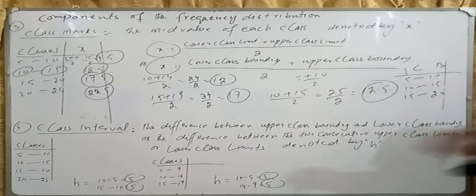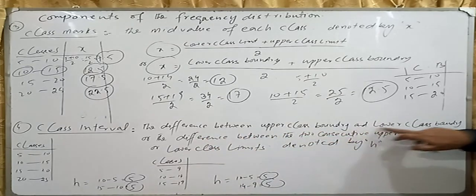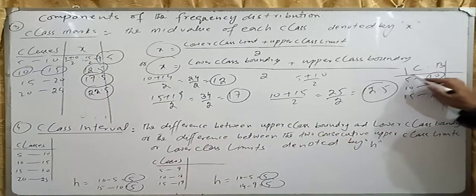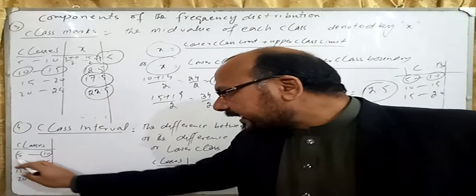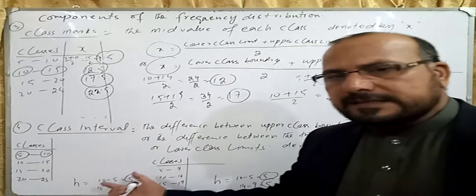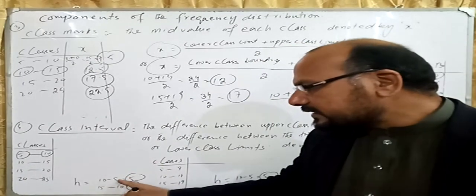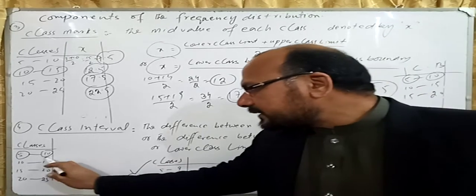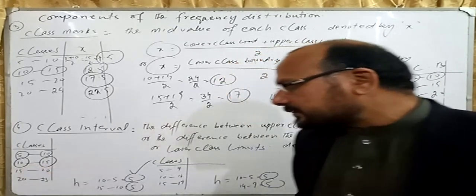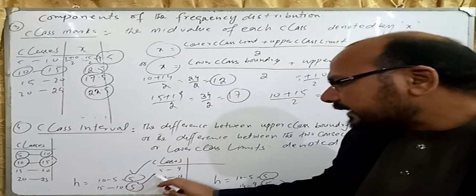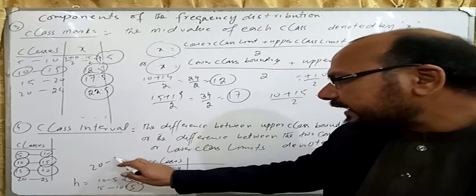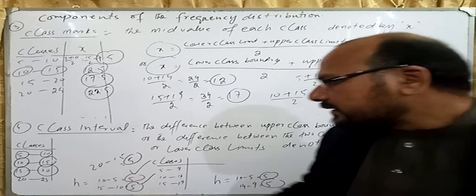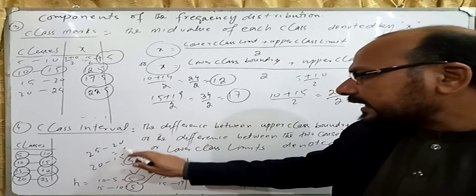So take the difference between the upper class boundary and the lower class boundary. Difference means subtraction. So 10 minus 5, 5. The difference between the upper and lower class boundary, 15 minus 10, 5. Again, 20 minus 15, 5. And 25 minus 20, again 5.